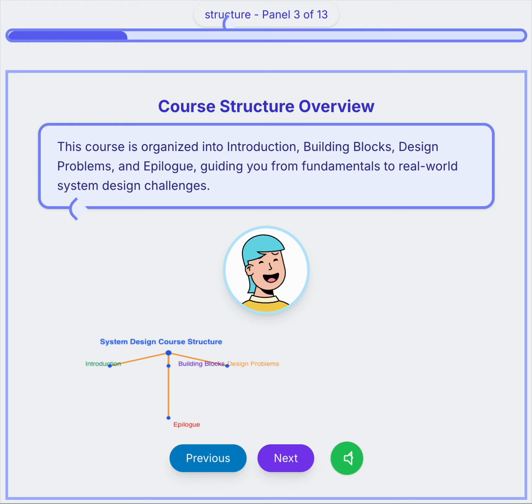This course is organized into Introduction, Building Blocks, Design Problems, and Epilogue, guiding you from fundamentals to real-world system design challenges.